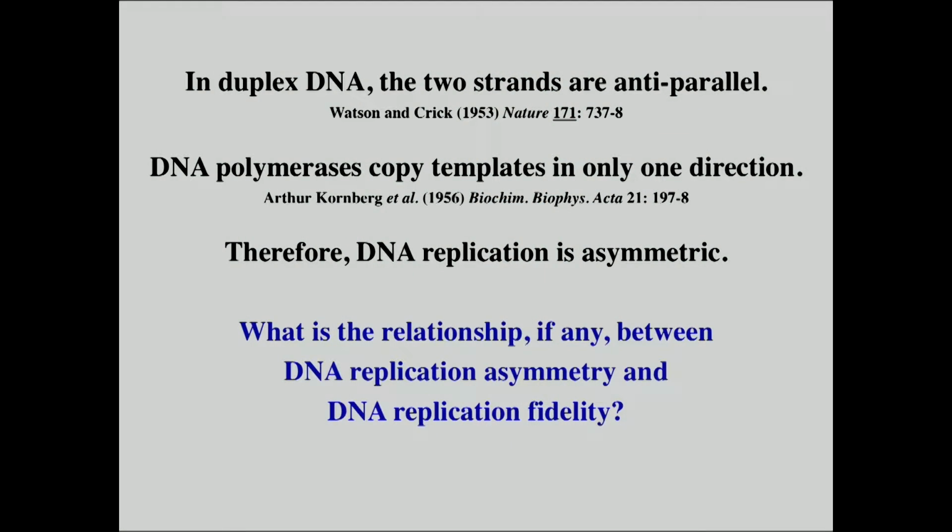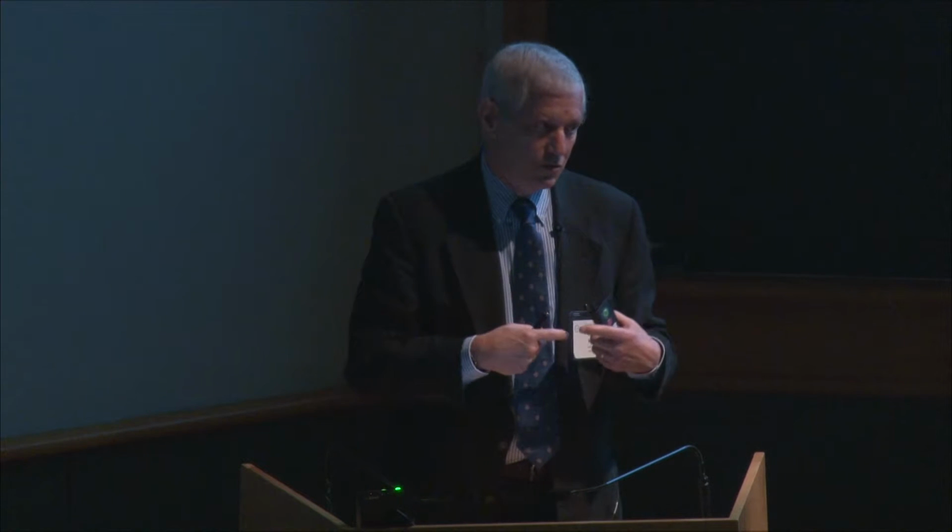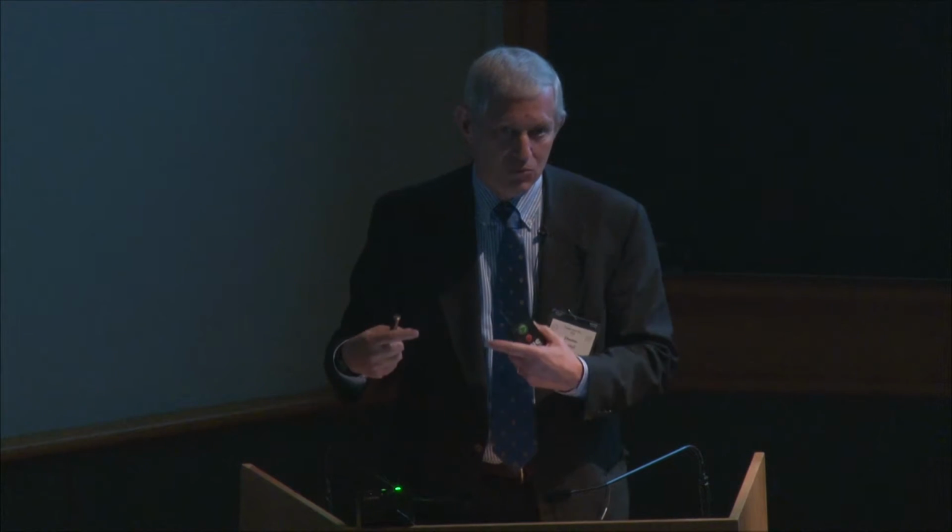Now I want to focus on the next part of the talk, which is that in duplex DNA, the two strands are oriented anti-parallel, as Watson and Crick taught us in 1953. DNA polymerases copy templates in only one direction, and that was taught by Arthur Kornberg et al., first in a BBA article published in 1956. Since then, lots of polymerases have been discovered, and they all conform to this statement. Therefore, replication of duplex DNA is intrinsically an asymmetric process, because the two strands are anti-parallel, but a polymerase can only copy in one direction.